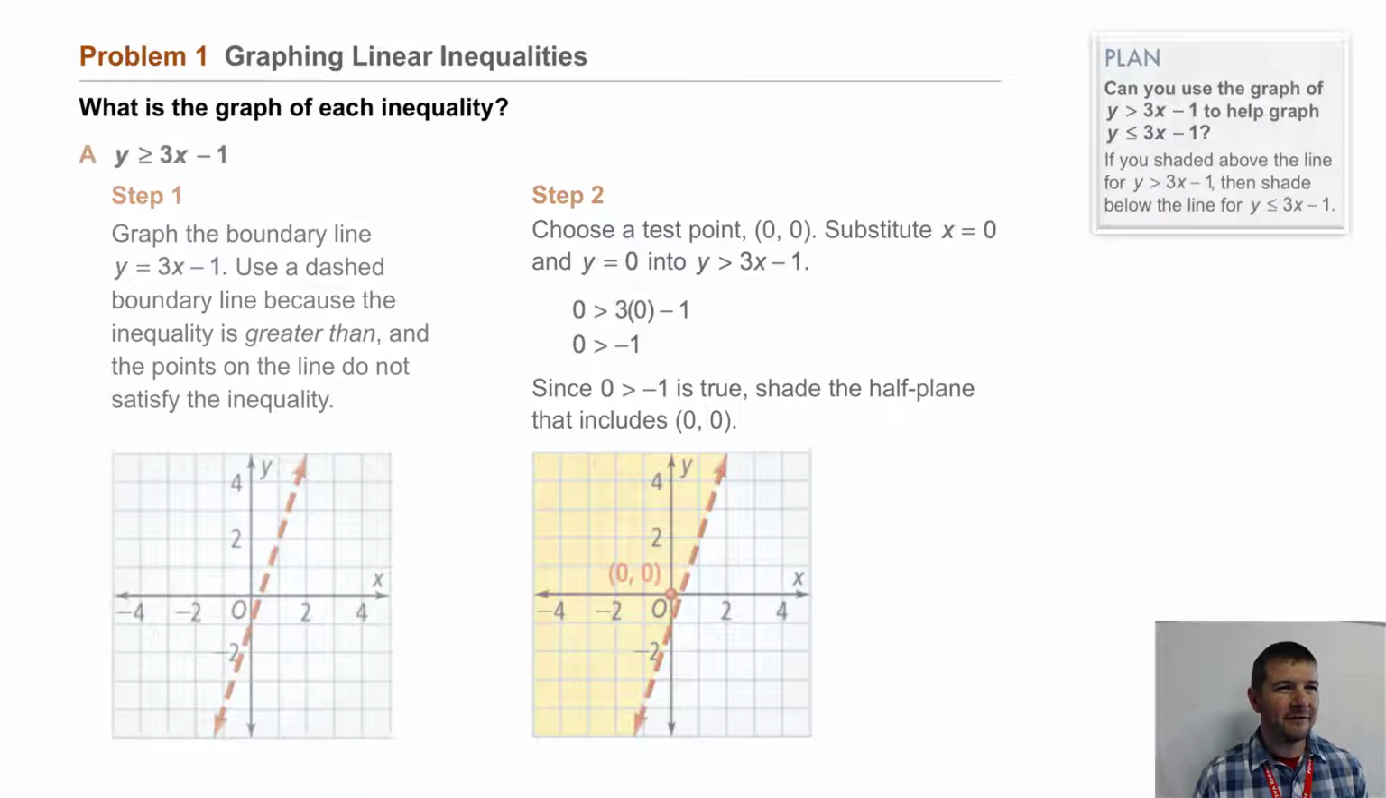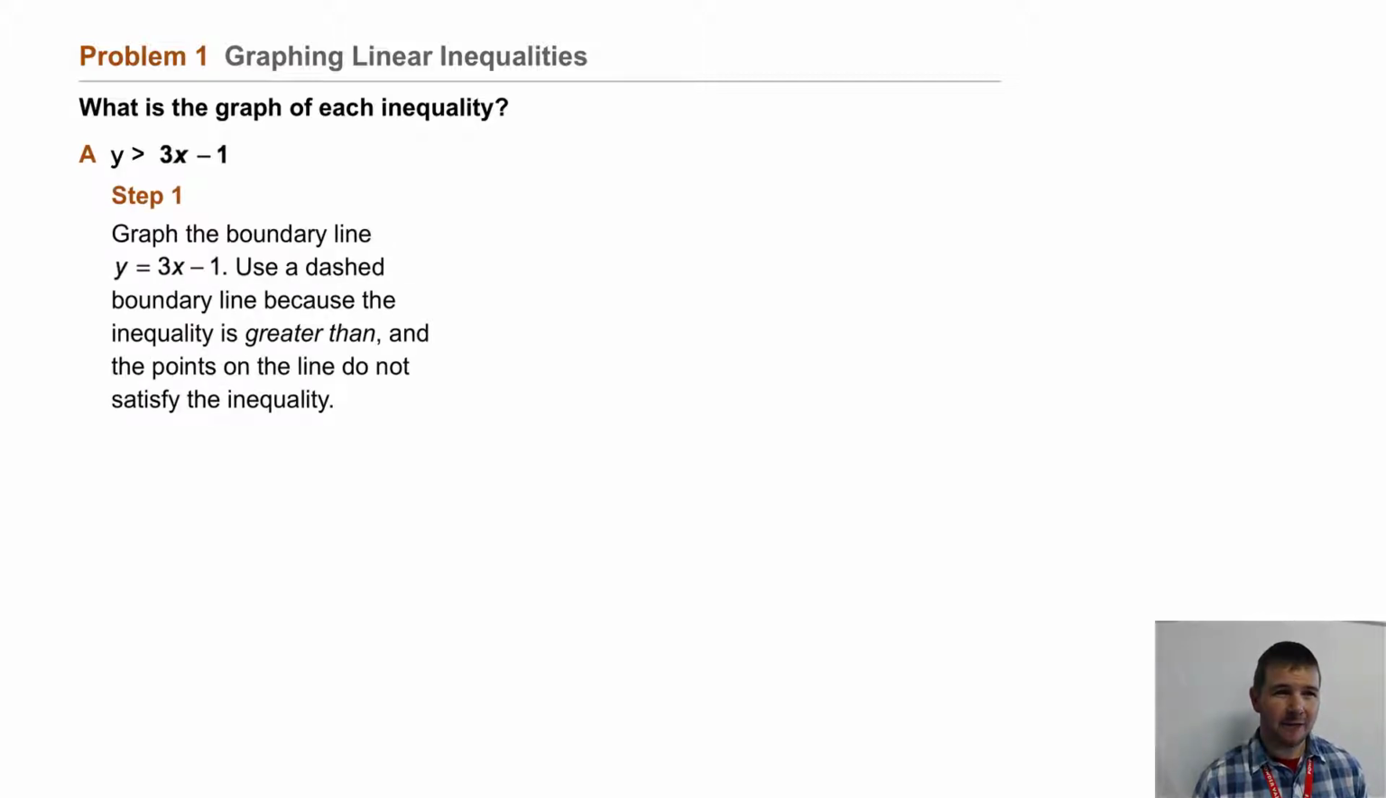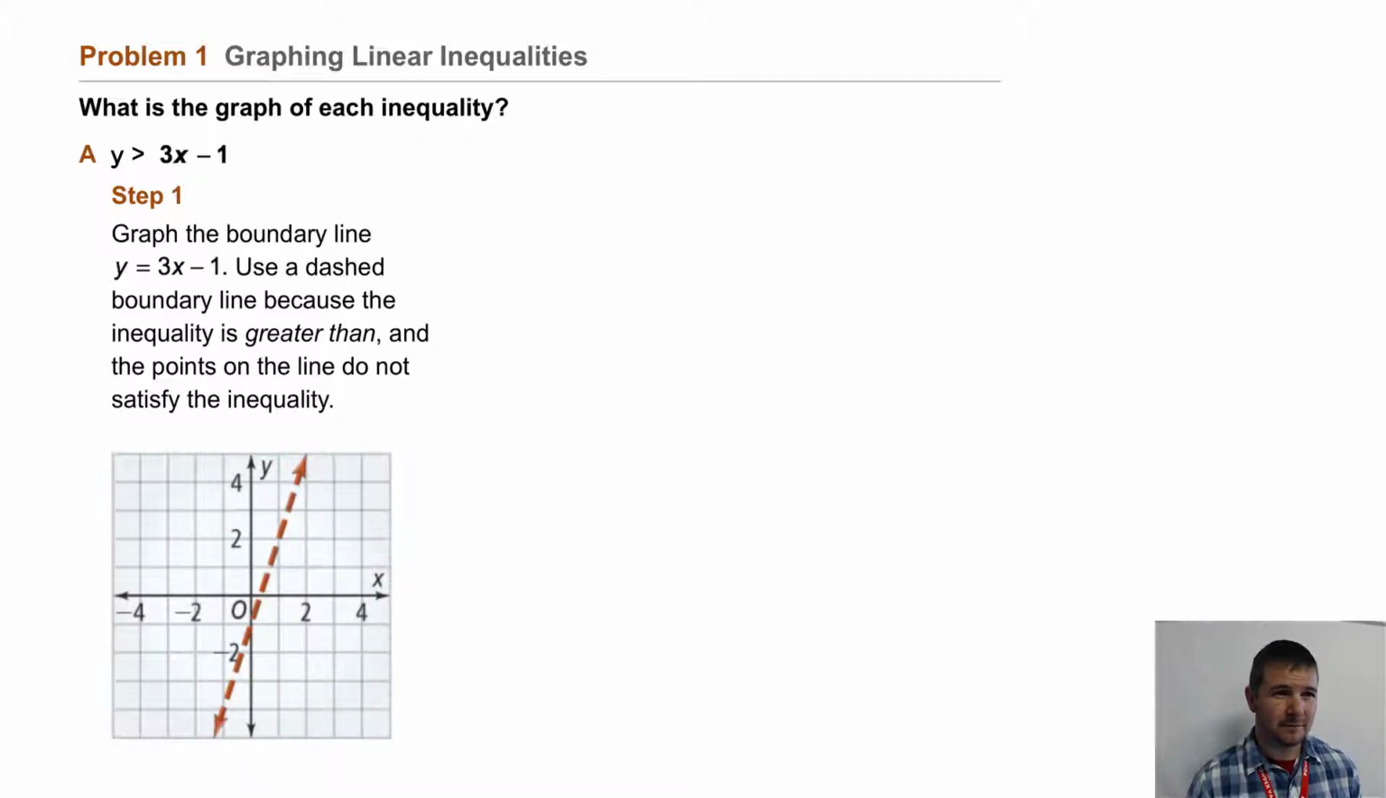Problem 1. Graphing linear inequalities. What is the graph of each inequality? Part A. y is greater than 3x minus 1. Step 1, we'll graph the boundary line. y equals 3x minus 1. Notice here we're replacing the inequality symbol with an equal sign. We're going to use a dashed boundary line because the inequality is greater than, and the points on the line do not satisfy the inequality.